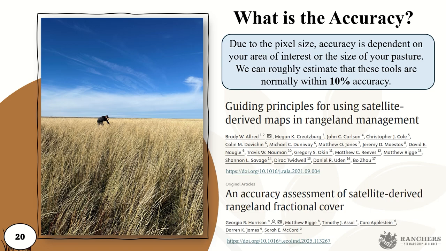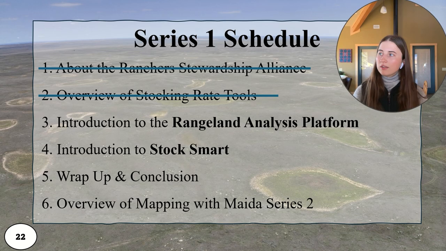So due to the pixel size at 30 meter by 30 meter or 10 meter by 10 meter, accuracy is dependent on your area of interest or the size of your pasture. Because of this, we can roughly estimate that the tools are normally within 10% accuracy. However, the bigger your pasture or area of interest, the more accurate the forage calculations will be because you will have more pixels.